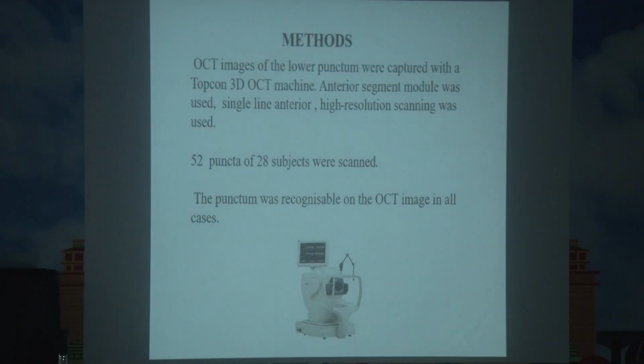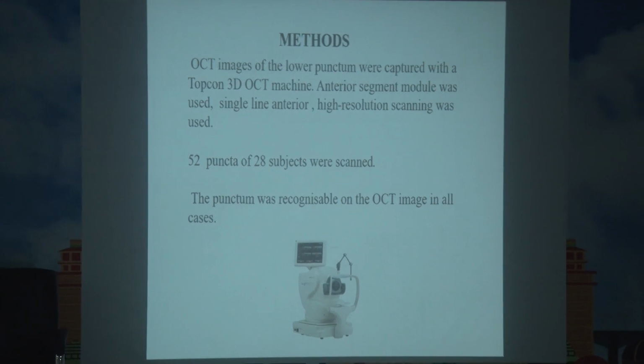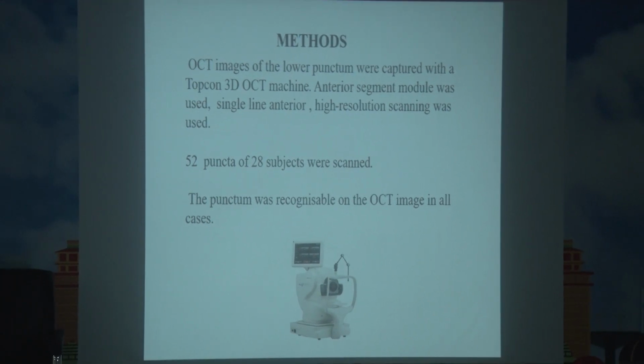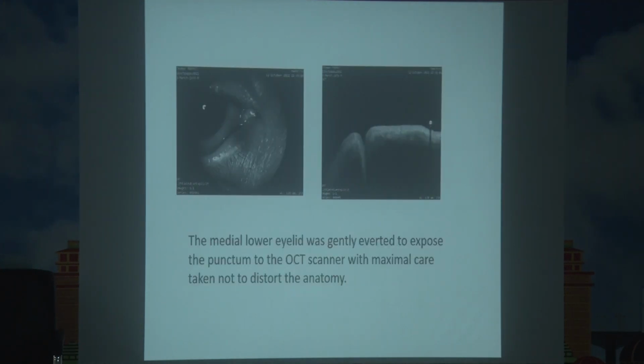OCT images of the lower punctum were captured with a Topcon 3D OCT machine. Anterior segment module was used. Single line anterior high resolution scanning was used. 52 puncta of 28 subjects were scanned. The punctum was recognizable on the OCT image in all cases. The medial lower lid was gently everted to expose the punctum to the OCT scanner with maximum care taken not to distort the anatomy.